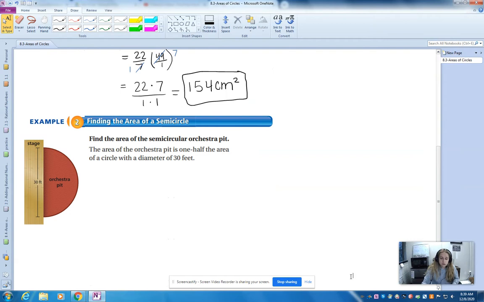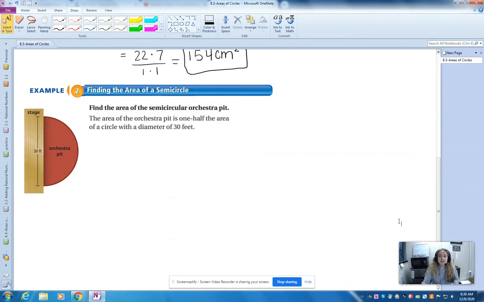So for example 2, it wants us to find the area of a semicircle. So let's think about this. Well, if the area of a normal circle is A equals pi r squared because apple pies are 2, well, for a semicircle, what do we need to do to this equation if we only want the area of half the circle? What do we need to do to this equation? Hopefully you're thinking, we'll just divide it by 2, Miss Hayes. So I'm going to divide it by 2, okay, and that's going to give me the area of half the circle.